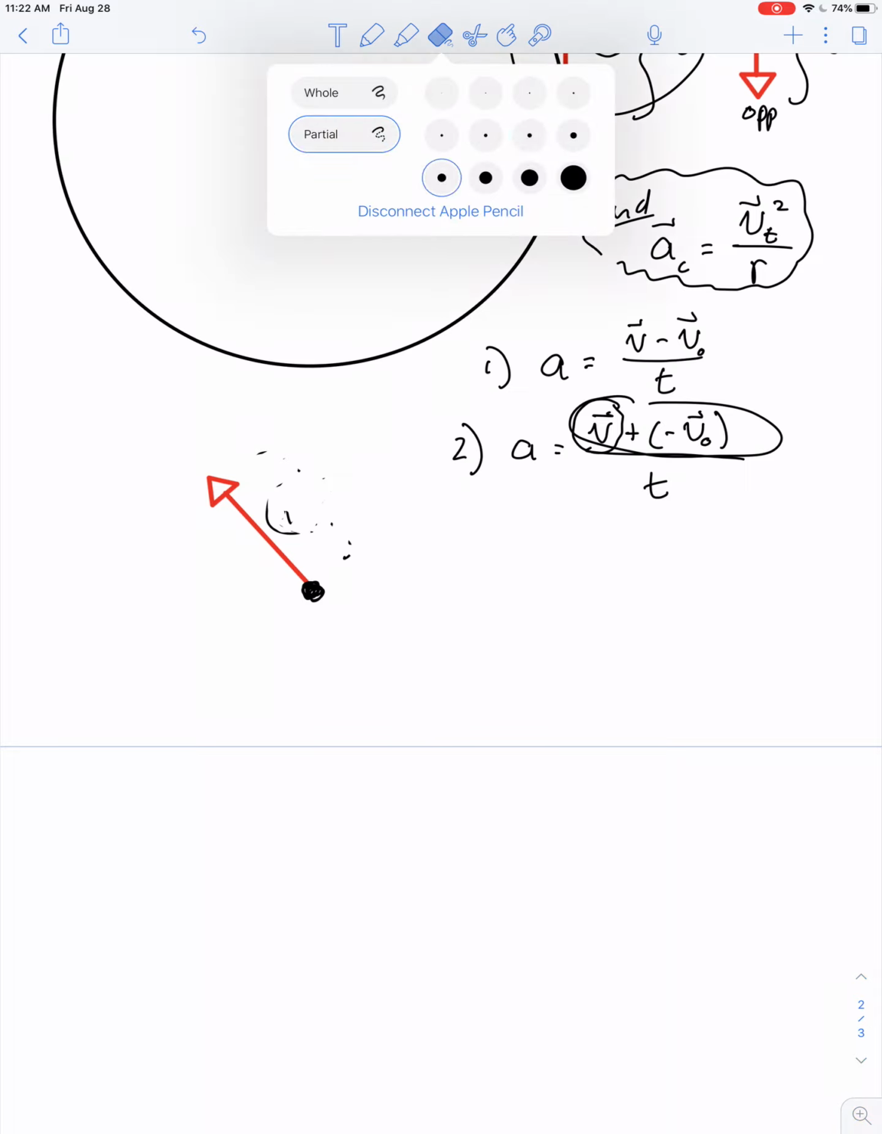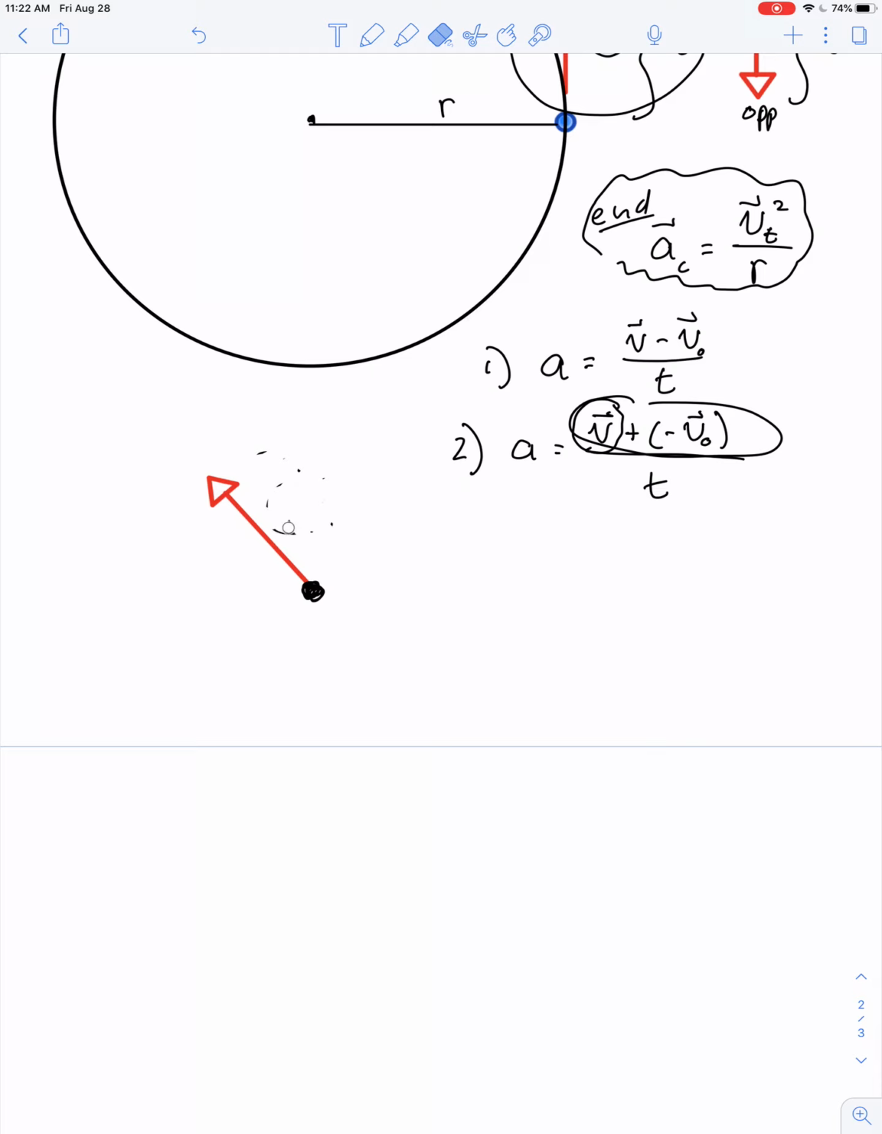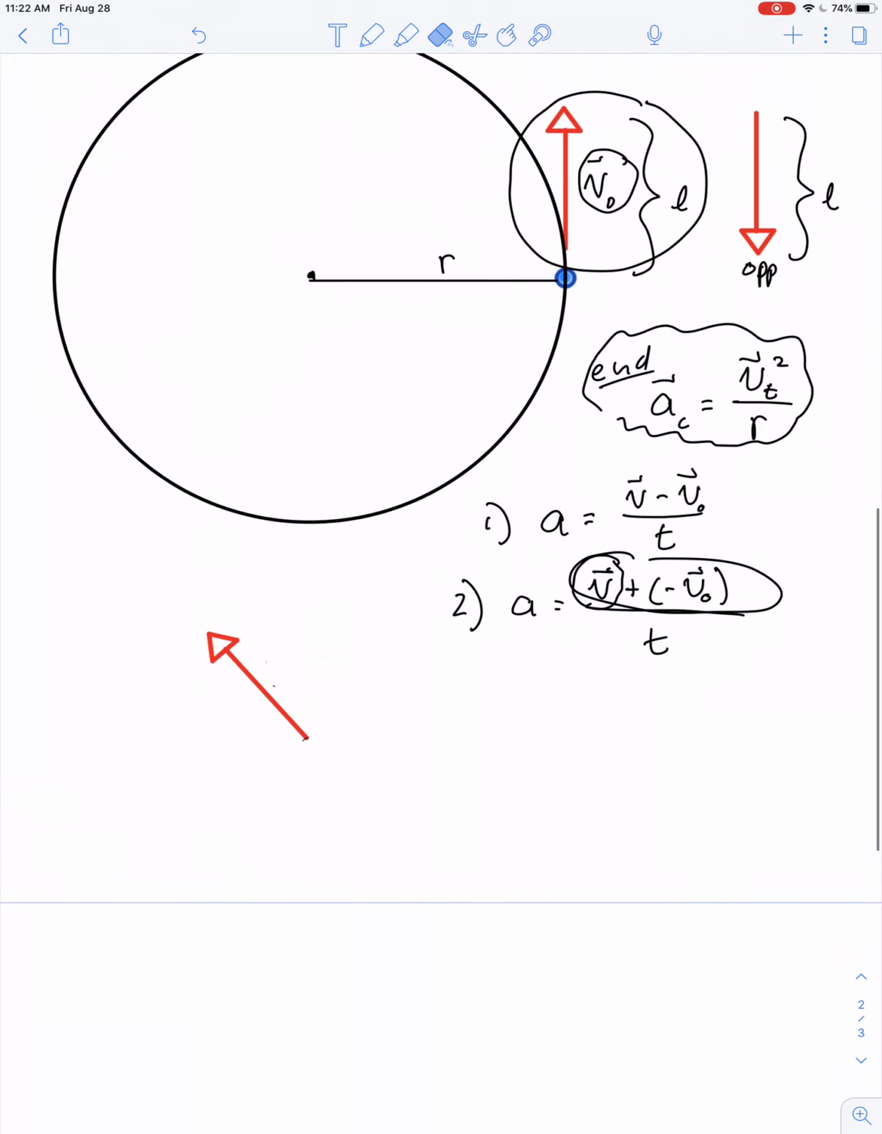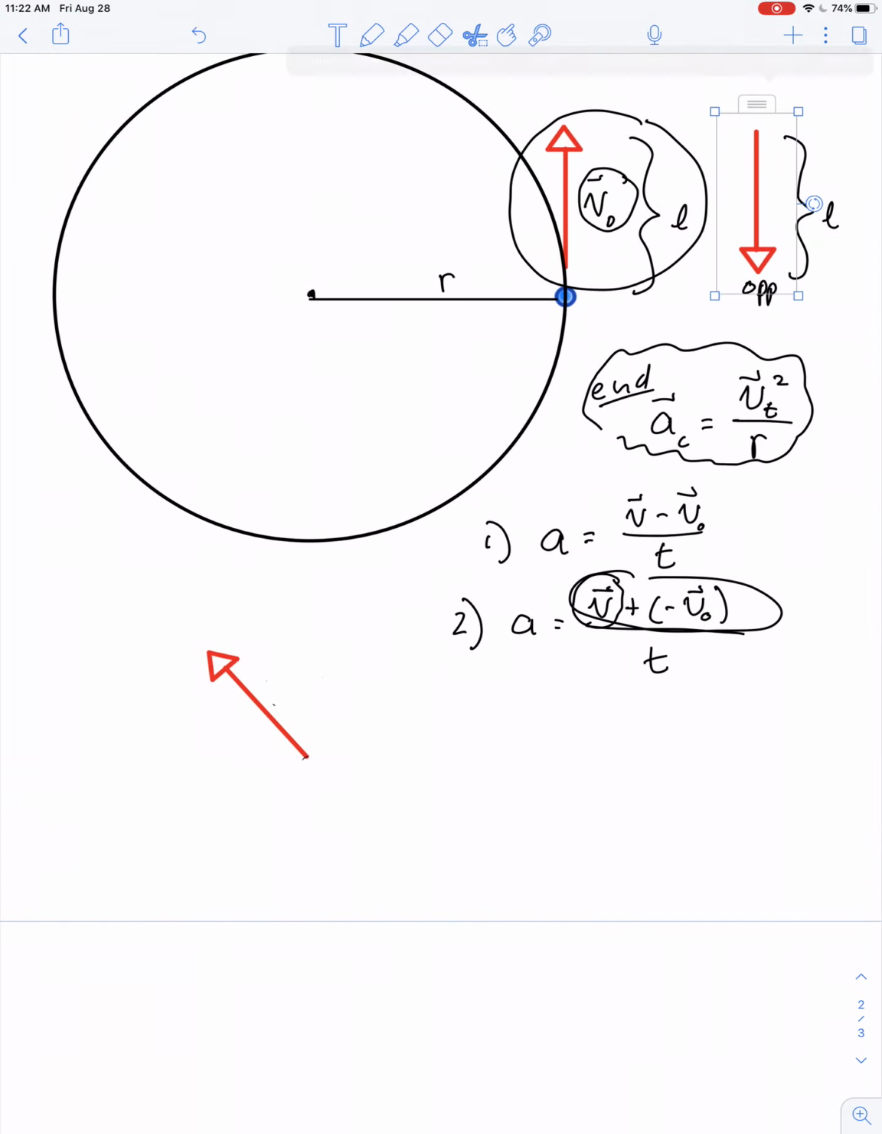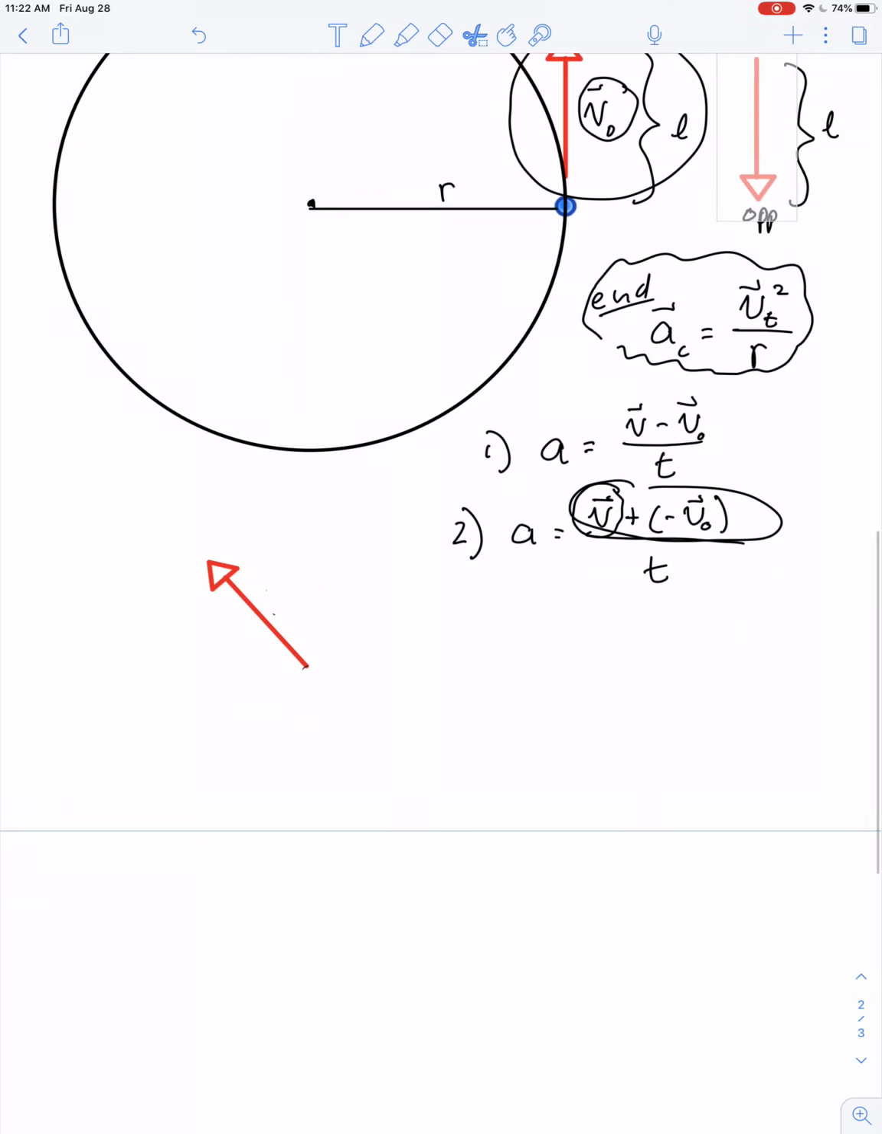I think I can speed this up if I make my eraser a little bigger, huh? Okay, so there we go.